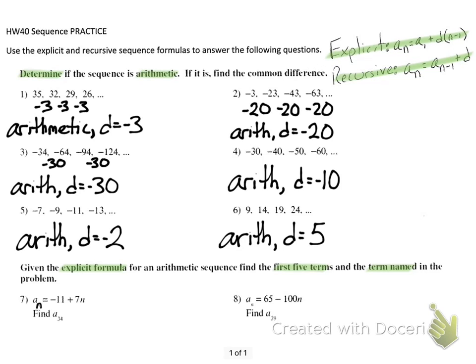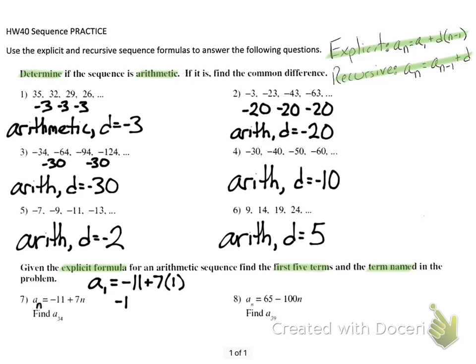Alright, so in number 7, we have a sub n equals negative 11 plus 7n. The first thing we're going to need to find is the first term, because it wants the first 5 terms in the sequence. So a sub 1 is going to equal negative 11 plus 7, and because we're trying to find the first term, our variable n is being represented by the number 1. So a 1 will go inside of the parentheses instead of the variable n. And that's how you substitute into these formulas to get all of your general answers.